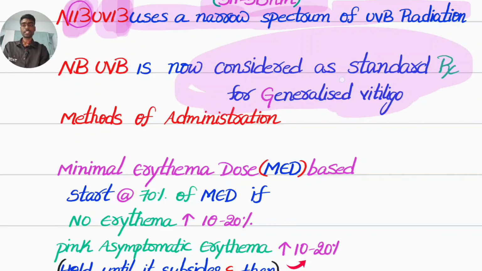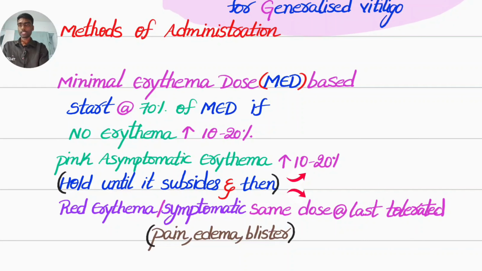The number of sessions needed is also lesser than PUVA. Side effects are also less. No need of photosensitizer. Just a narrow band of wavelength producing machine we want. Coming to methods of administration, in PUVA, because of UVA, it is minimal phototoxic dose. Here, because of UVB, it is minimal erythema dose. All these words will come in sunscreen also.